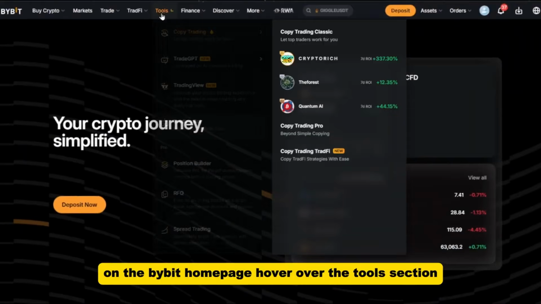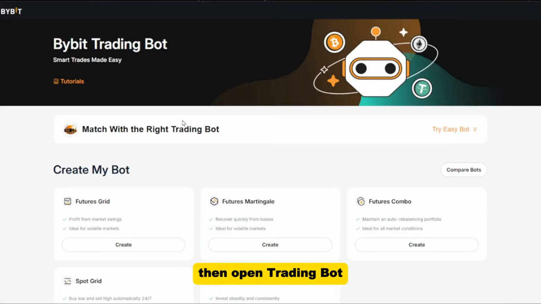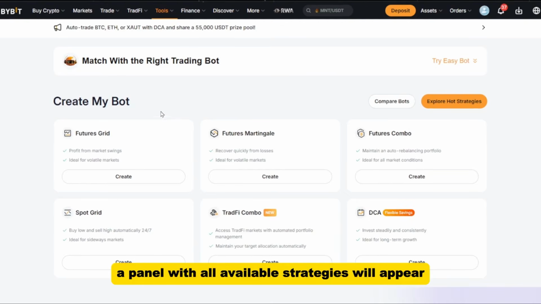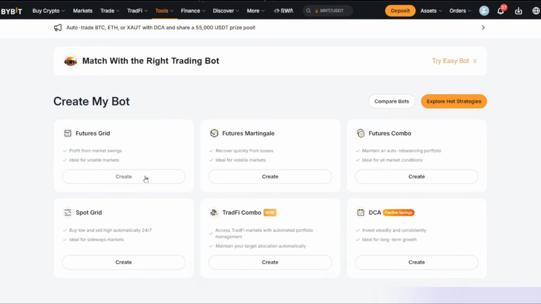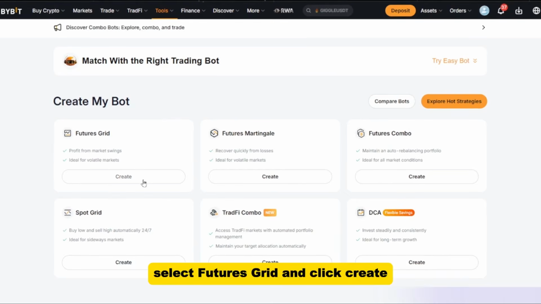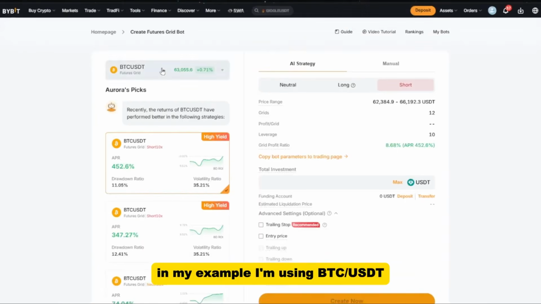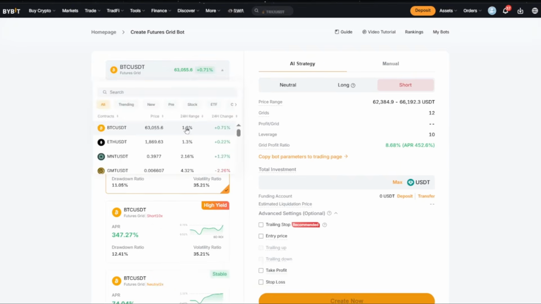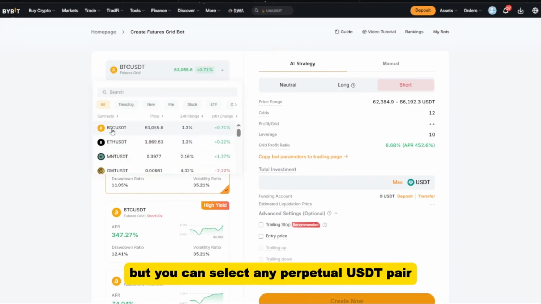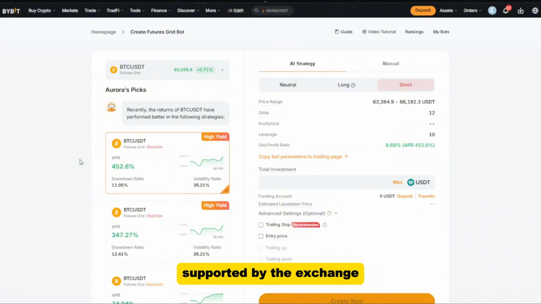On the Bybit homepage, hover over the Tools section, then open Trading Bot. A panel with all available strategies will appear. Select Futures Grid and click Create. Next, you'll need to choose a trading pair. In my example, I'm using BTC/USDT, but you can select any perpetual USDT pair supported by the exchange.